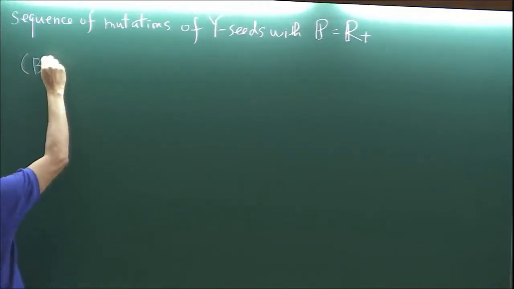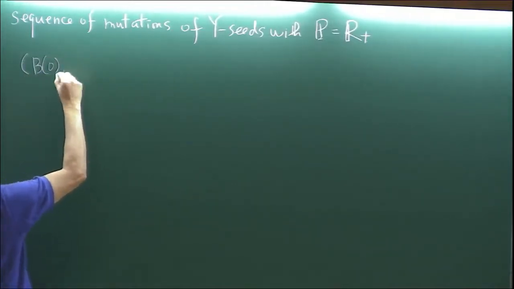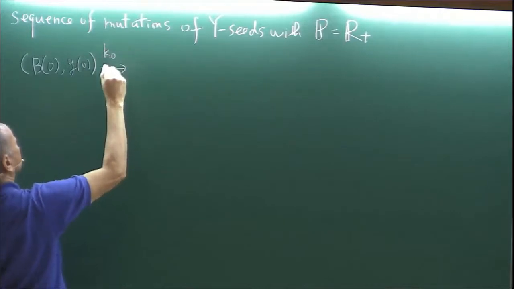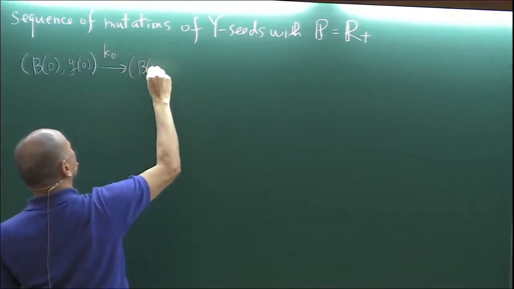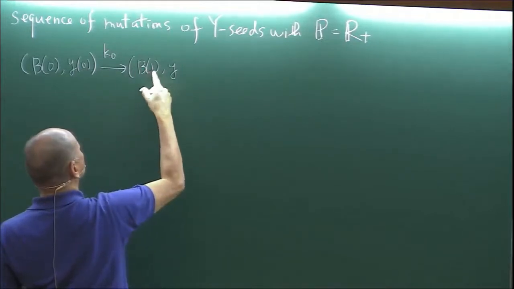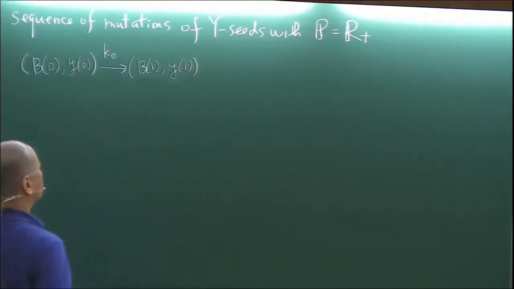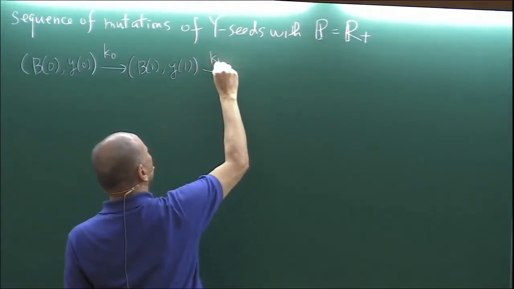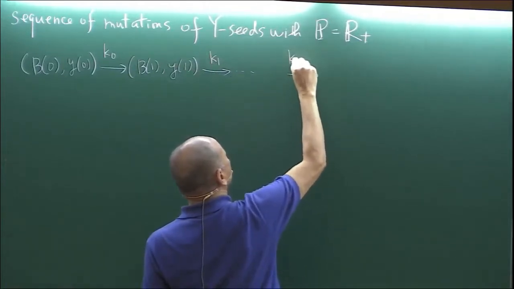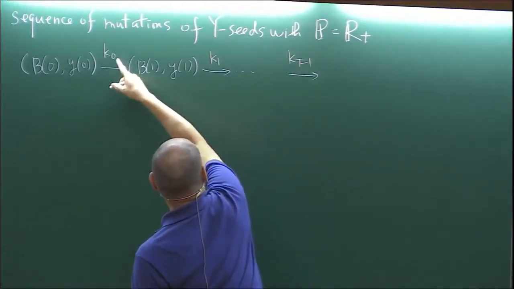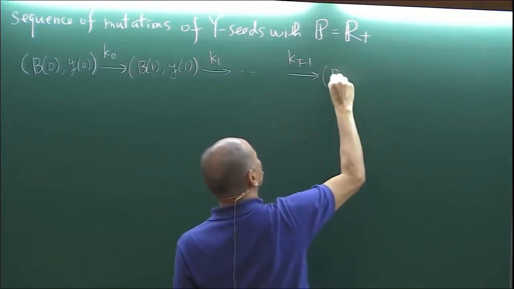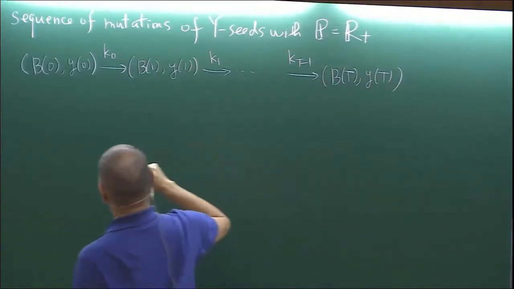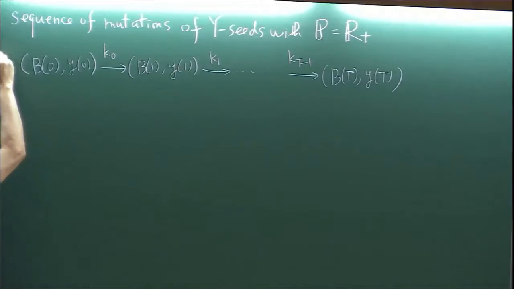So we set the initial one to be B0, Y0, and make a mutation in the k0 direction. You get something here. So this is considered as a parameter also regarded as a discrete time development, and k1, and so on. And repeat this, say, T times starting from 0. So then the last one would be as follows. And I call this sequence star.